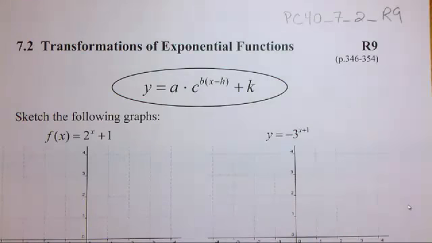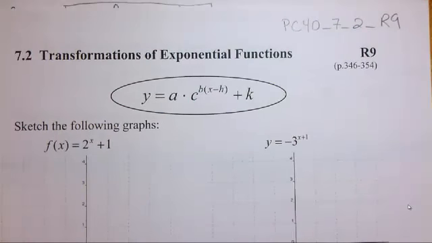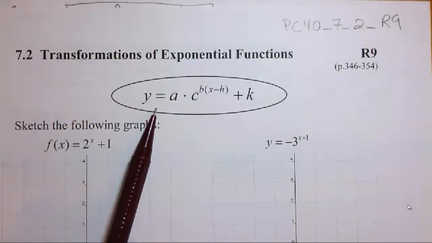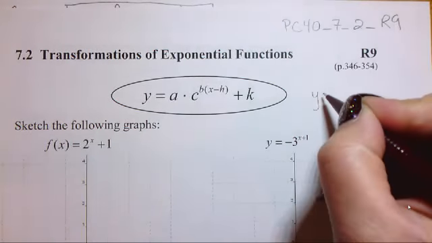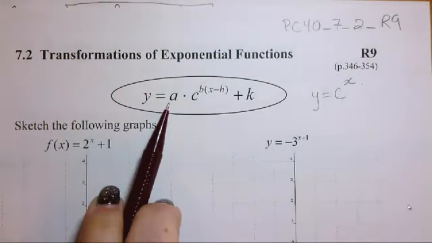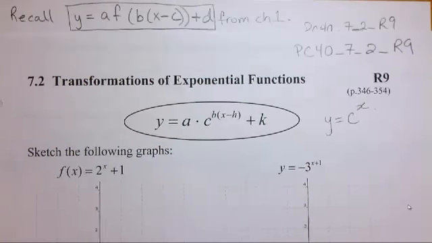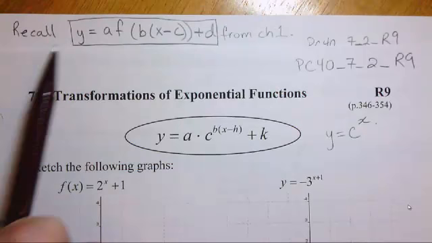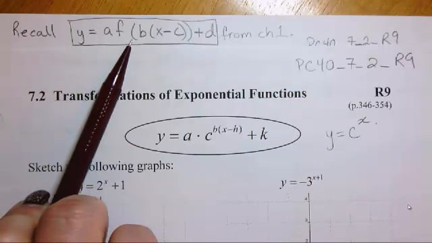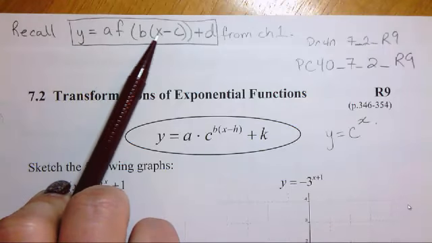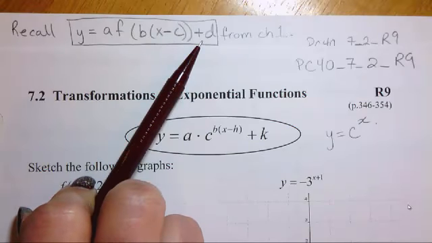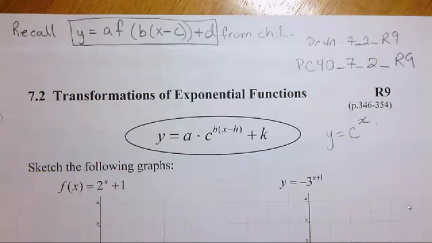And all of the same things are going to apply, except for the fact that our parent equation looks a little different. So our parent equation is actually y equals c to the power of x, but now we're going to apply all of these transformations. So if you recall from the very first chapter, we had y equals a times f of b bracket x minus h bracket plus k, and that kind of told the story of all of our transformations. The same thing's going to apply here.